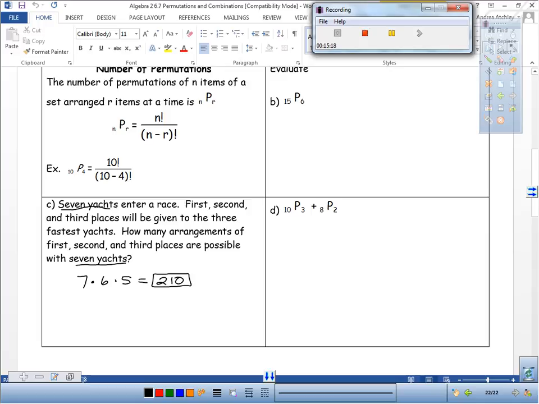What do you mean? 4 numbers? Do I care about 4th place? First, second, and third is 3, right? I'm choosing 3 of them. So this is 1, 2, 3, 3 numbers.